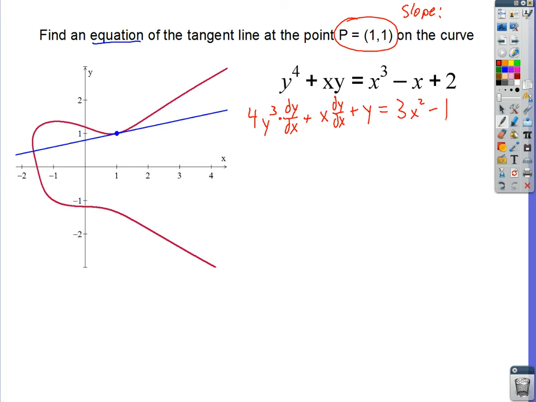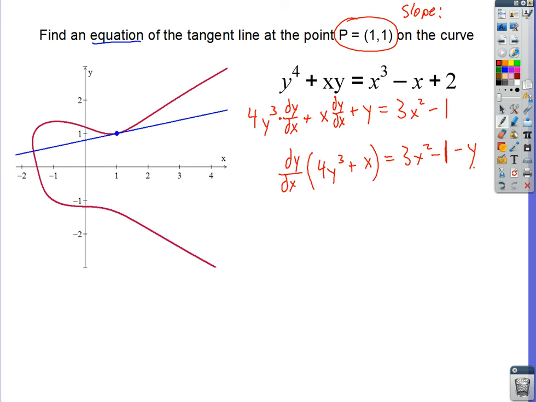So what do I do? So this is what you're going to do with all of the stuff. Everything with a dy dx in it stays on one side. Everything that does not have a dy dx in it moves over. So I see this does not have a dy dx in it, so I'm going to move it over. And what does have a dy dx in it, I'm going to factor. So I'm going to factor out a dy dx. From there, I end up with a 4y cubed plus x, okay, is equal to 3x squared minus 1, and then minus this y.